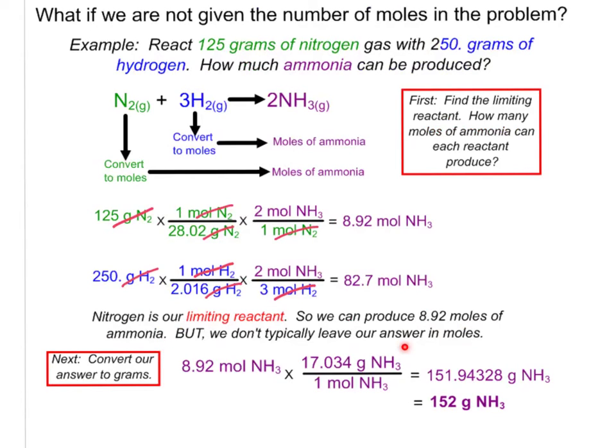But remember, we typically don't leave our answer in moles because if I'm standing in a lab and I'd like to know how much of this I'm going to use, I would rather not have it in moles. So we go ahead and convert from moles back into grams using the molar mass. 1 mole of ammonia for 17.034 grams of NH3. That gives us this many grams of ammonia, and we are limited by, if we look back in all of these, 3 sig figs. So I'm going to have to round that to 152 grams of ammonia. And that would be my answer to how much ammonia can be produced.